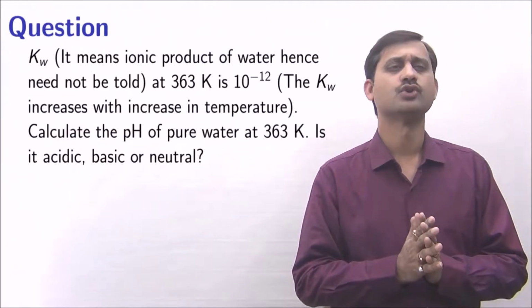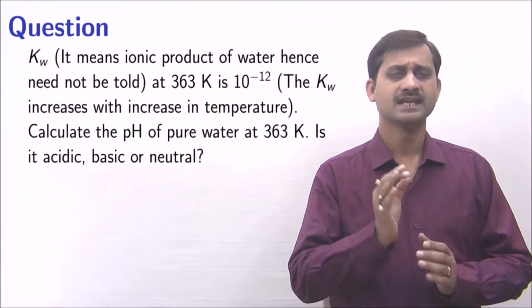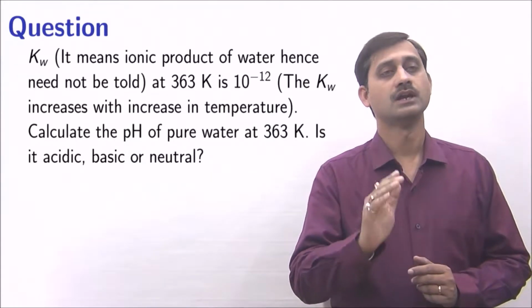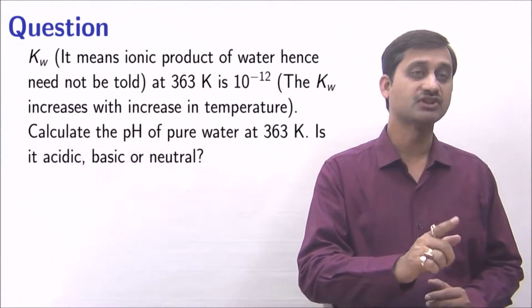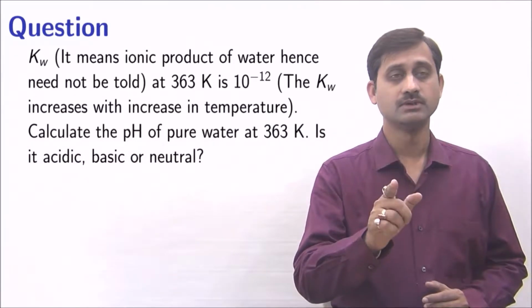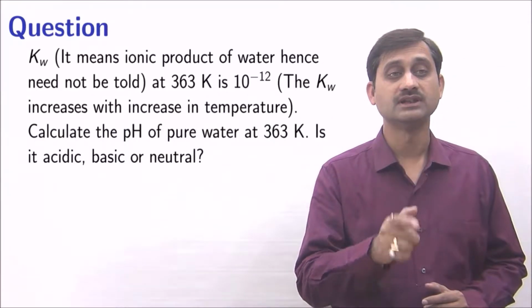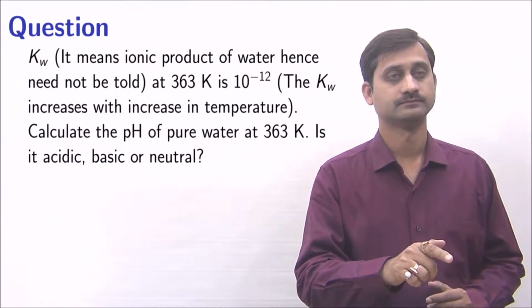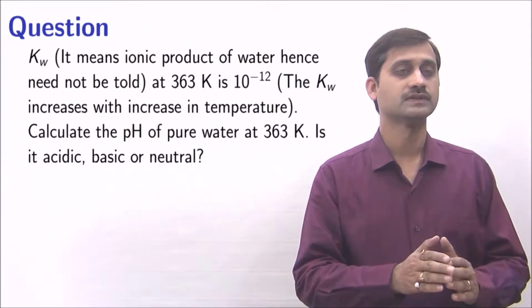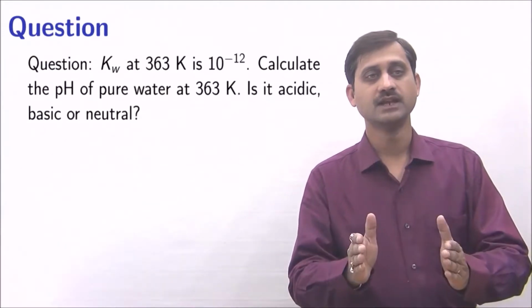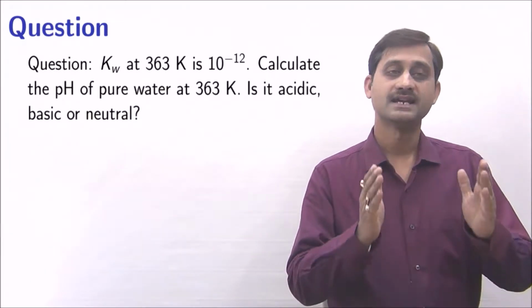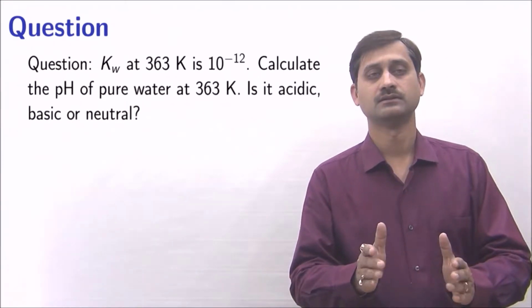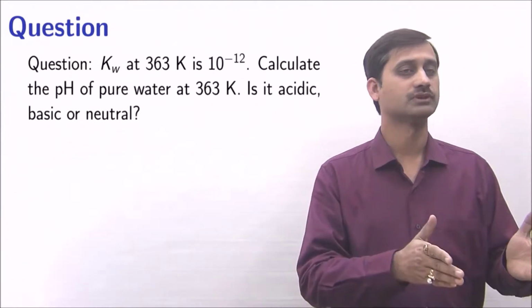Now let's consider a question. Kw means ionic product of water, hence it need not be told. So Kw at 363 Kelvin is 10 raised to power minus 12. Just remember, Kw increases with increase in temperature. The temperature here is 363 Kelvin, that is more than 298 Kelvin. So the question is, Kw at 363 Kelvin is 10 raised to power minus 12. Calculate the pH of pure water at 363 Kelvin. Is it acidic, basic, or neutral?